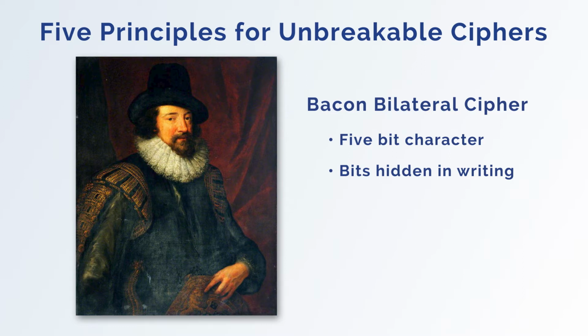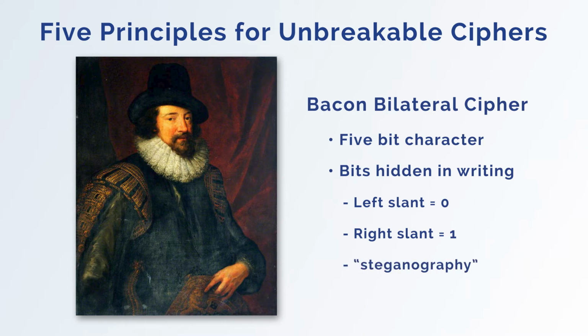So at the time, typical end of mail messages would end with a biblical passage. And if you look at those early examples, if he slanted a letter to the left, it would be considered a 0. If he slanted a letter to the right, it would be considered a 1. If you knew what to look for, you would be able to come up with your codes of 1s and 0s. This is known as steganography, the ability to hide a message basically in plain sight.